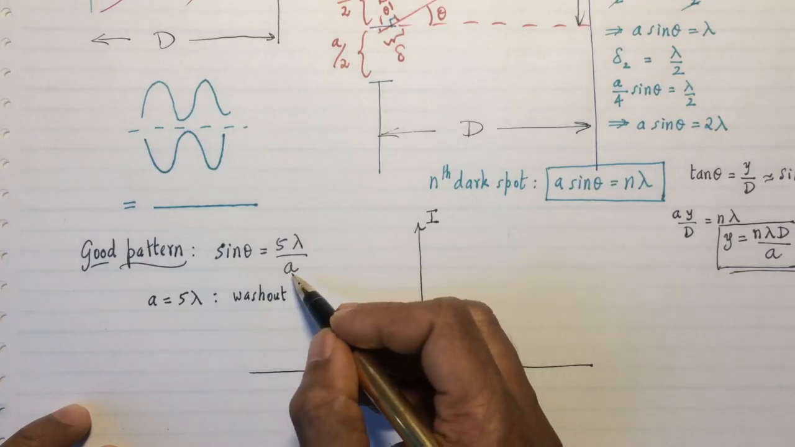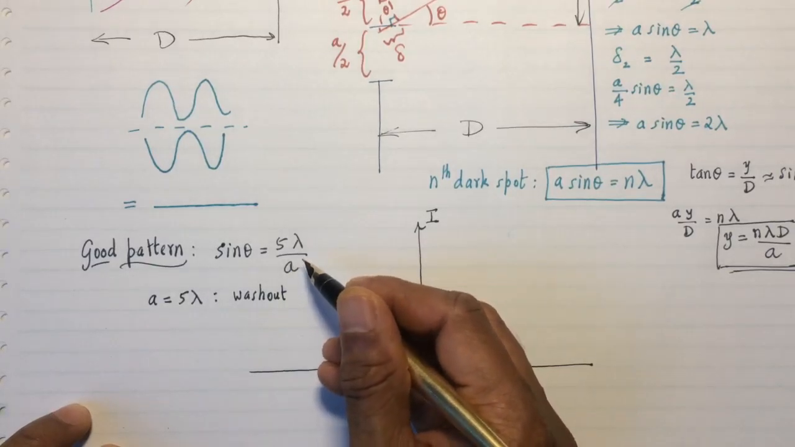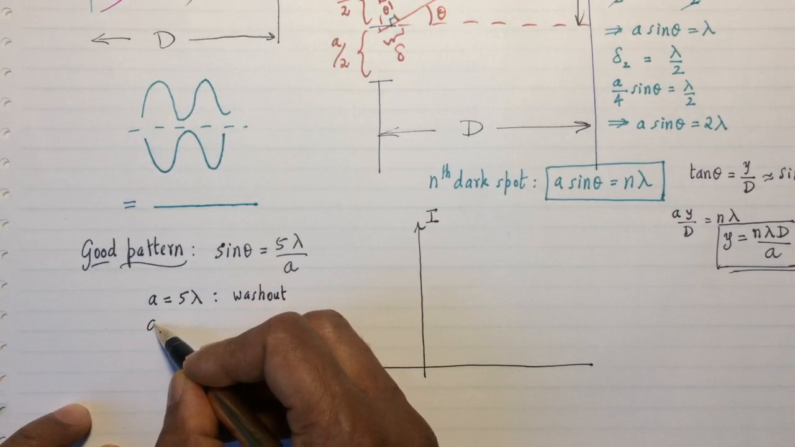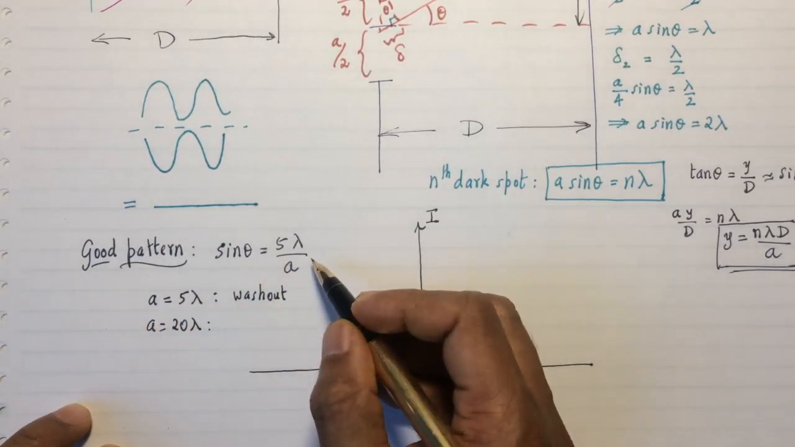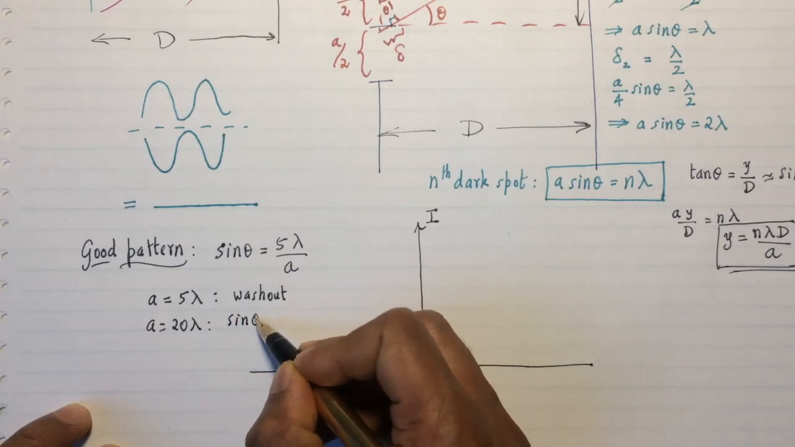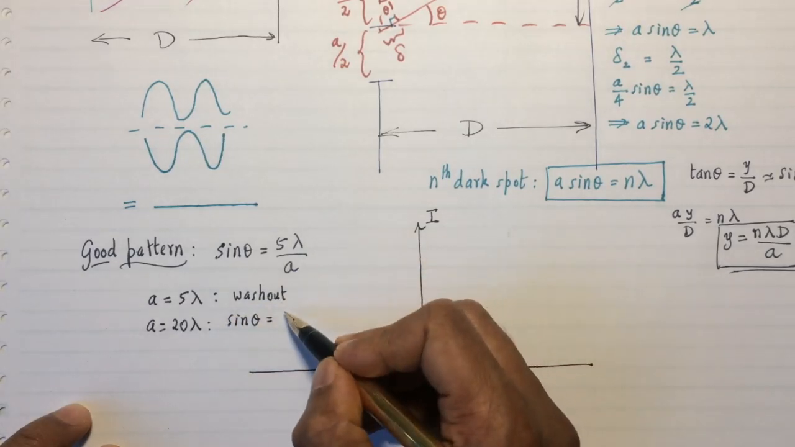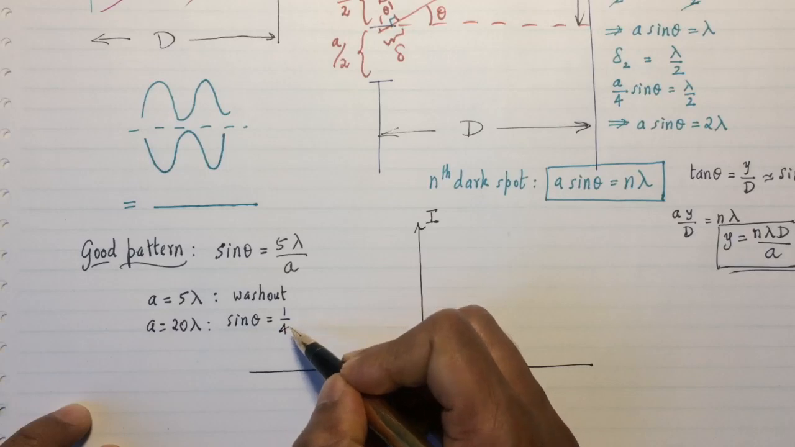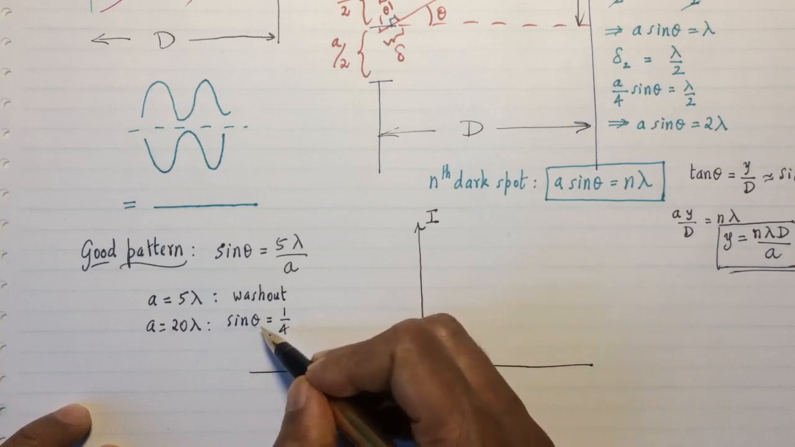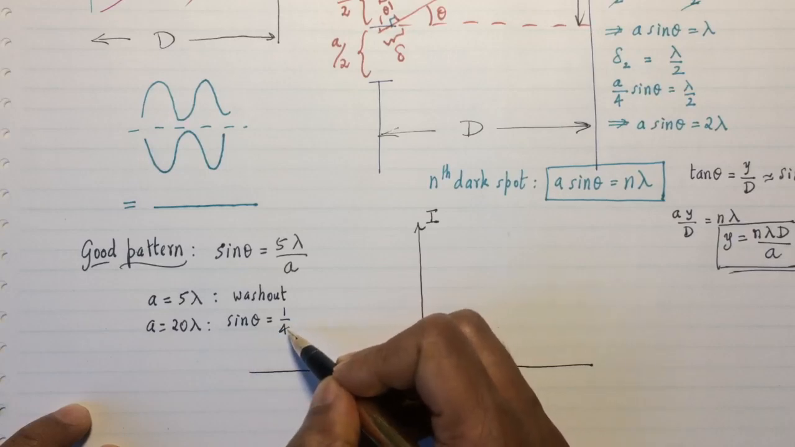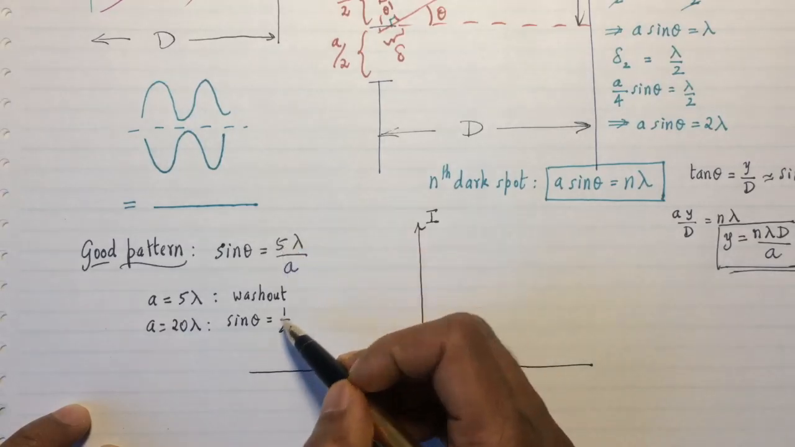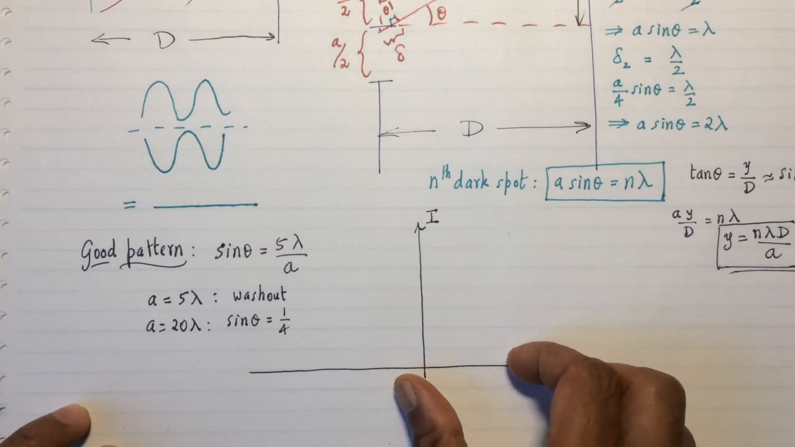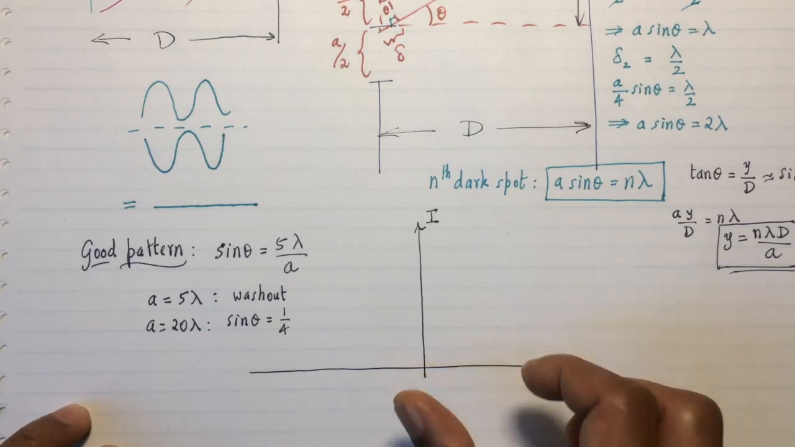So it looks like we need A to be a little bit bigger than 5 lambda. Let's say A equals something like 20 lambda. Well, that's actually looking good now. So I get sine theta equals 5 lambda over 20 lambda, which is 1/4. And you actually have a solution for this, and n equals 5, you get 5 fringes within sine theta equals 1/4, which is a small distance.